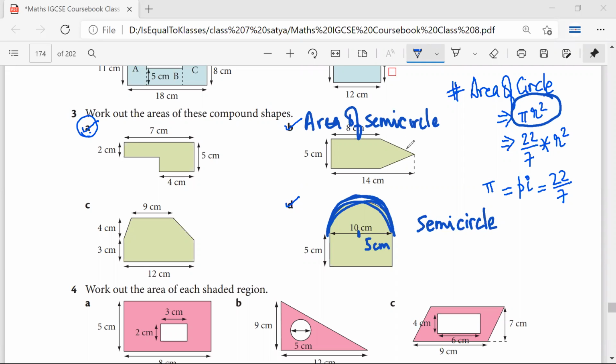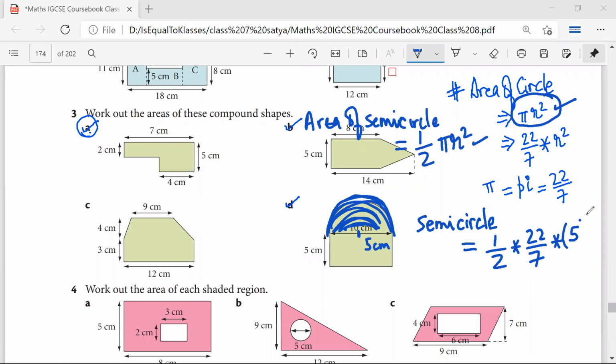I'm not getting it. Half pi r square. Have you understood or not? Yes, sir. If this is a full circle, then the semicircle would be half pi r square. So if I have to find the area of this semicircle, this would be equal to half. The value of pi is 22 by 7. The radius is 5 square.